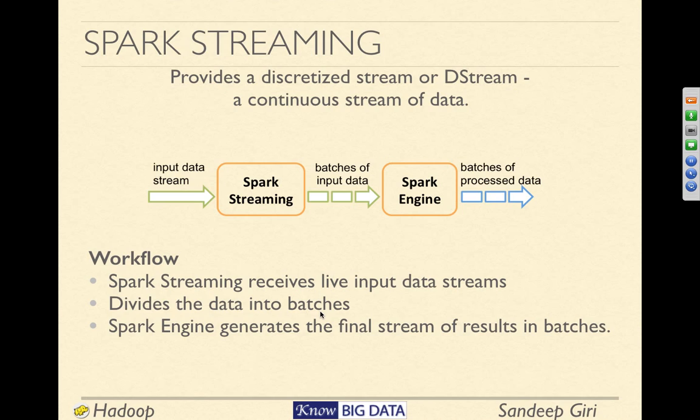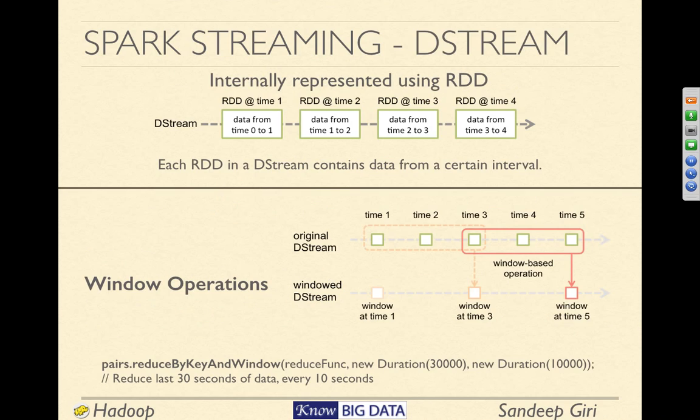So each element will be one batch. Each element in RDD will be one batch, and the values will be stamped based on the time. Okay, so the workflow is Spark streaming receives the live input data stream and divides the data into batches. Spark engine generates the final stream of results in batches. Okay, and then puts the data into a database or wherever it wants to put.